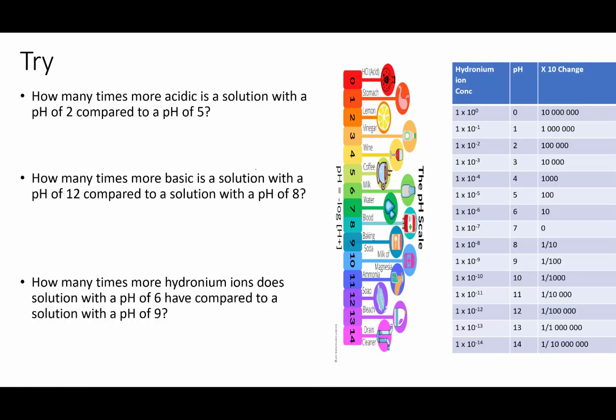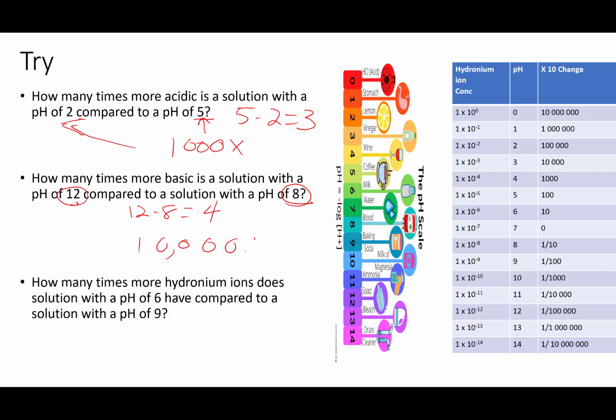All right, hit pause, try these, then we'll go through them. All right, let's go through. So you've got 2 solutions, one with a pH of 5 and 2. So 5 up to 2 is 5 minus 2, that's 3 jumps, so 1, 2, 3 zeros. It's 1,000 times more acidic at the 2 than the 5. You've got 2 solutions, one's a 12, one's an 8. 12 minus 8, that's 4 jumps, that's 4 zeros. 1, 2, 3, 4. Put a 1 in front of it. That's 10,000 times more basic.